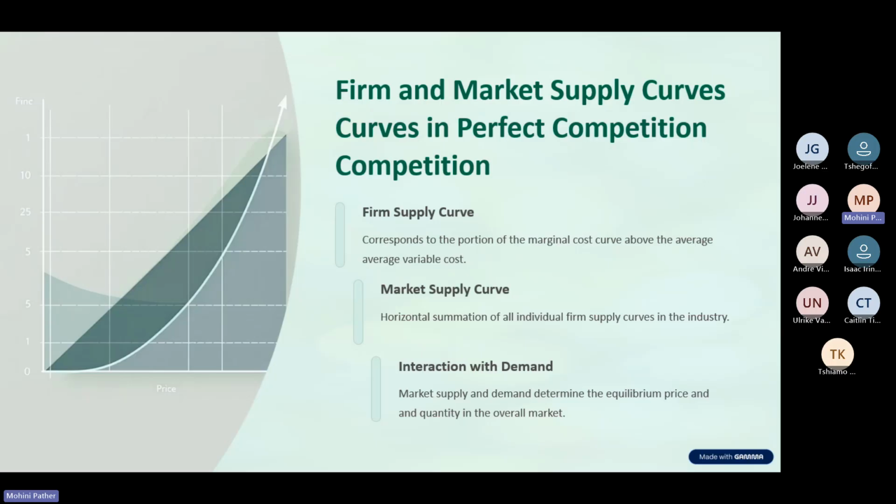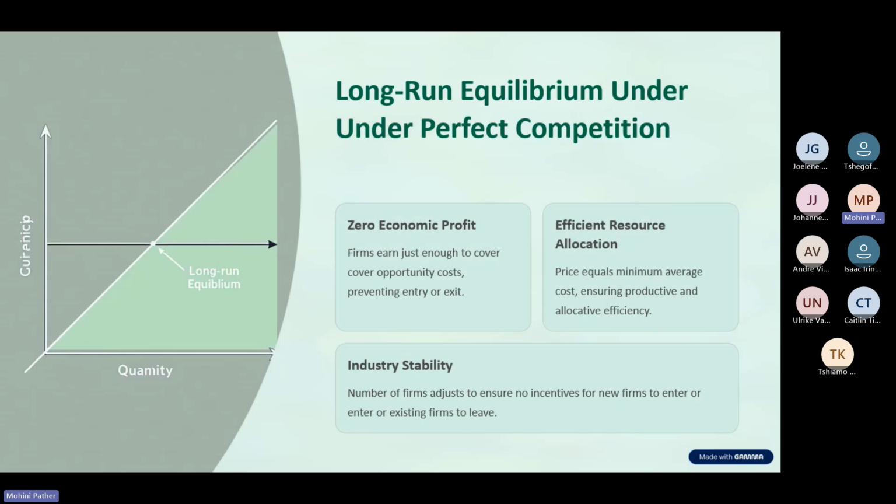Okay, so the market's supply and demand is determined by your equilibrium price and quantity in your overall market. So naturally, your interaction between your demand and supply is what decides the price, especially when you are a price taker in a perfectly competitive market. So in the long run, with perfect competition, what we want is zero economic profit.